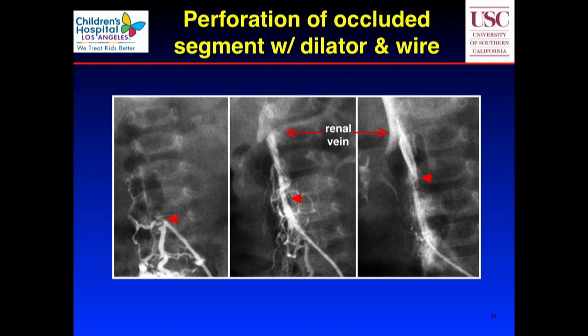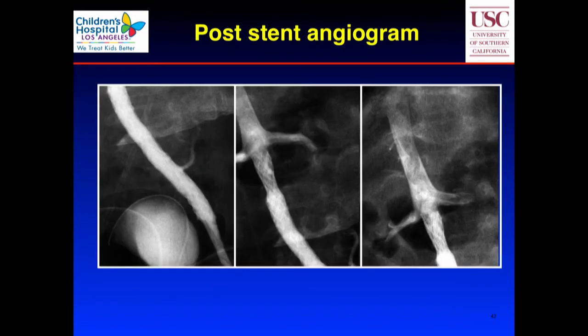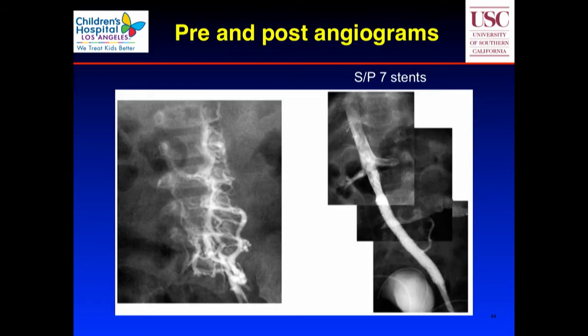And you see how we're able to balloon the whole area, starting the stents at the level of the renal veins. In fact, this patient ended up having 7 stents all along the course from the renal veins all the way down to the legs. This is what it looks like. So very extensive work, but it's very satisfying to see this. Now the baby can actually have vessels that drain normally.